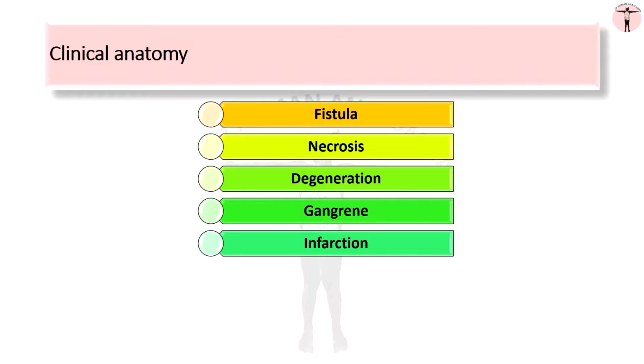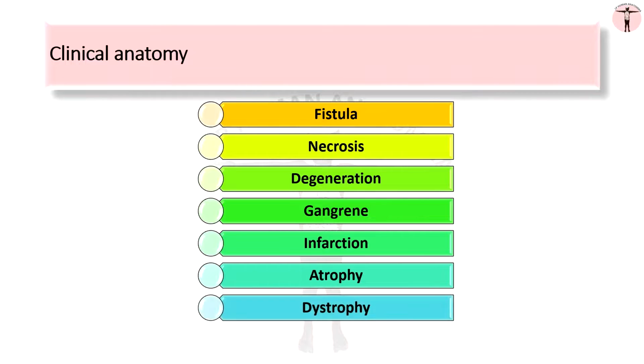Infarction is the death or necrosis of a tissue due to sudden obstruction of its artery of supply, which will usually be an end artery. Atrophy is the diminution in the size of cells, tissue or organ or a part due to loss of its nutrition. Dystrophy can be defined as diminution in the size due to defective nutrition.